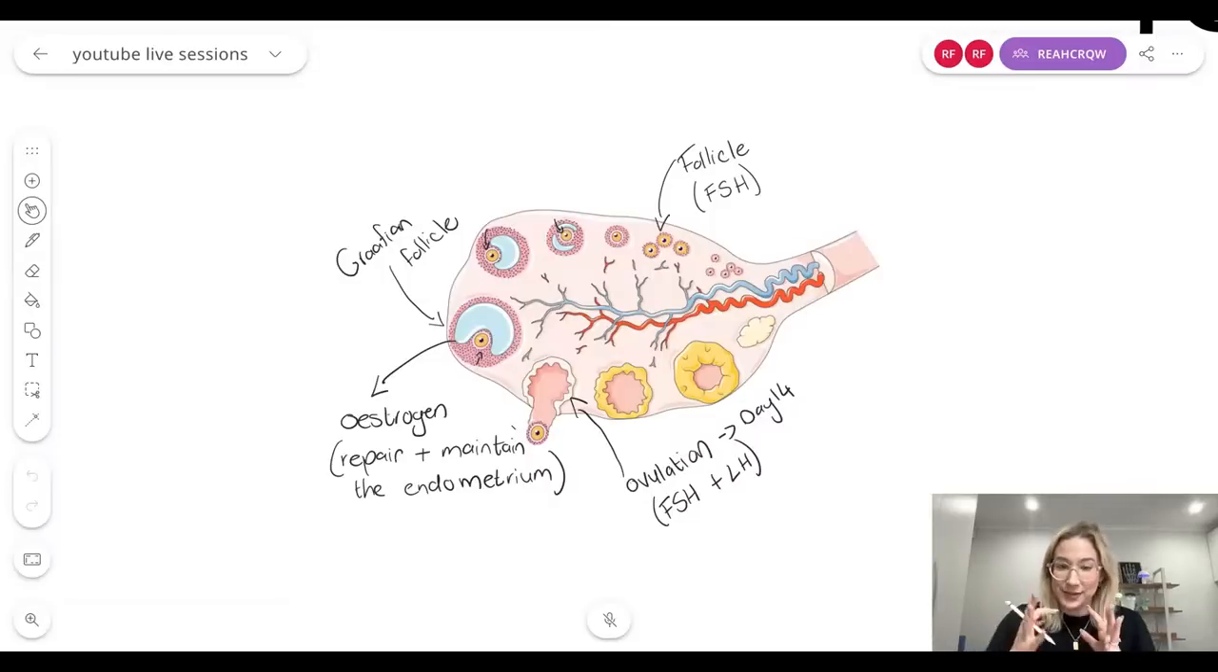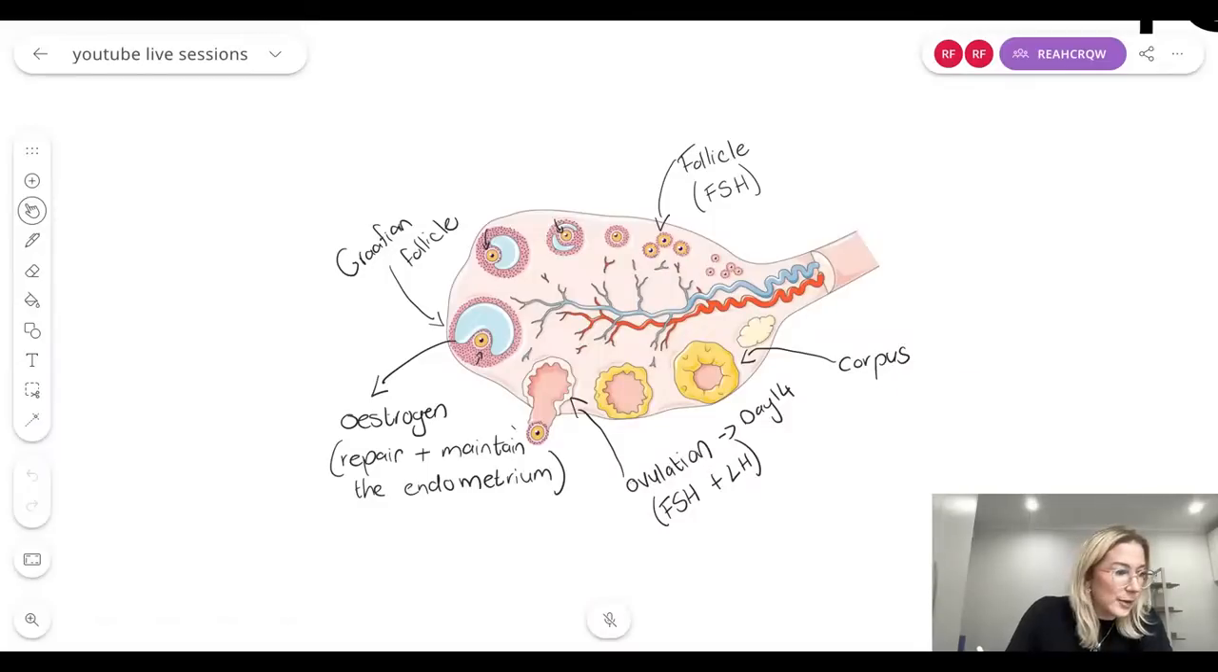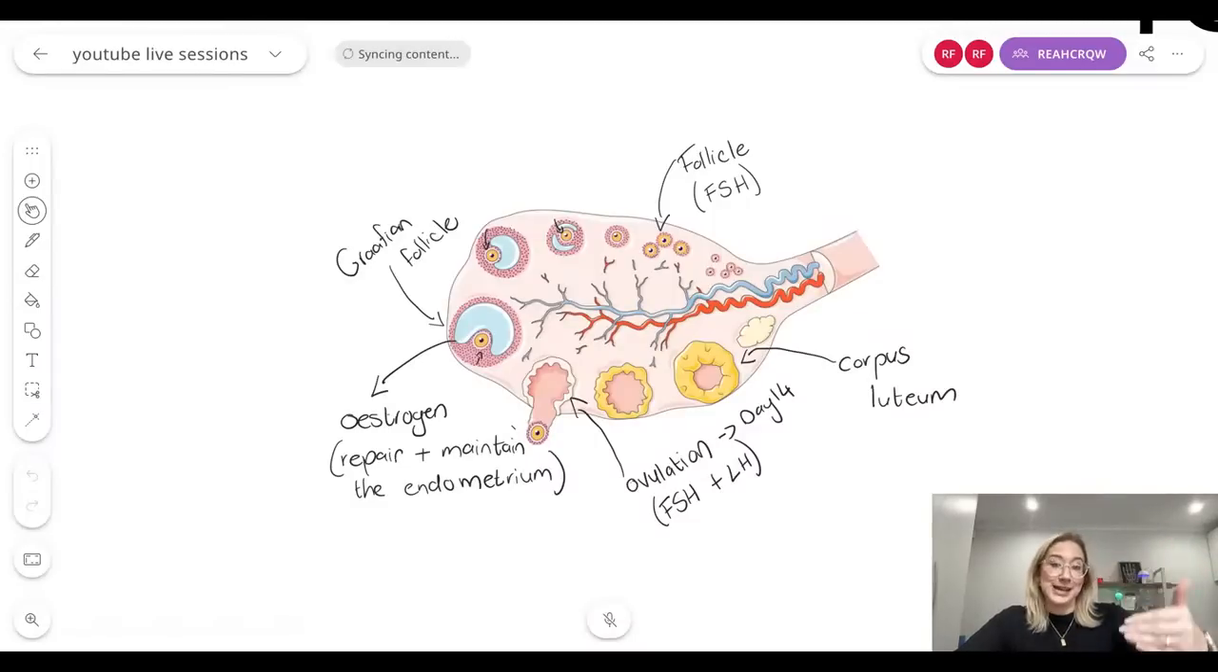Now, we are left with the empty Graafian follicle, right? So the egg has left, we are left with this yellow structure over here. That is called the corpus luteum. I never remembered how to spell luteum. It's always that sneaky E. Luteum. There we go. The corpus luteum. Now, FSH is not needed anymore. So we actually lose the follicle stimulating hormone because you don't need to make another follicle if you're going to fall pregnant, right? You want to be pregnant one baby at a time. So one follicle at a time. So FSH is going to go down. You're left with the corpus luteum.